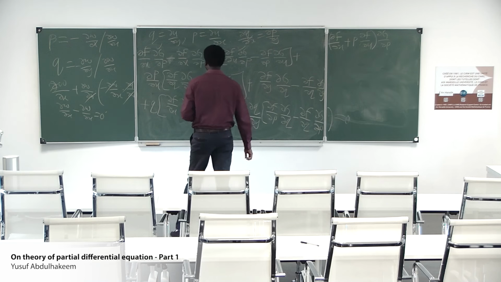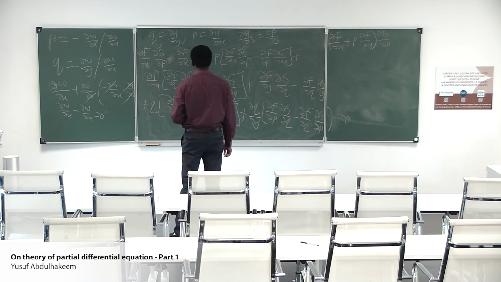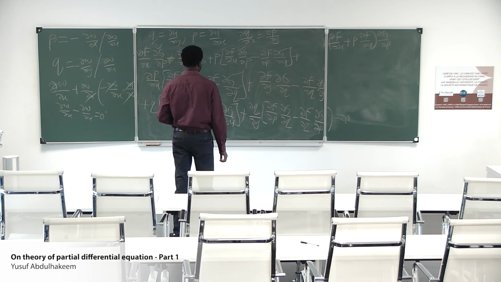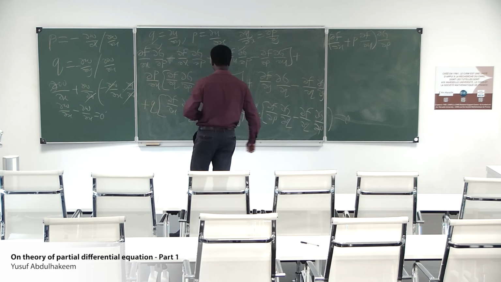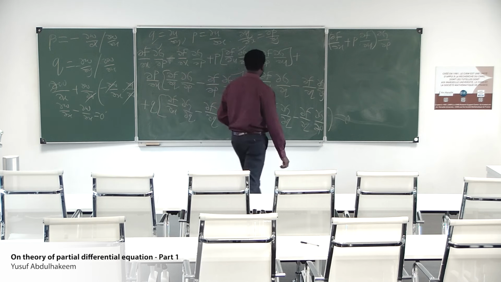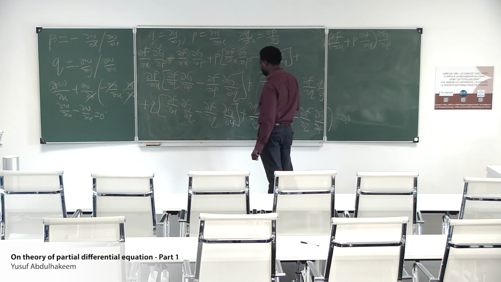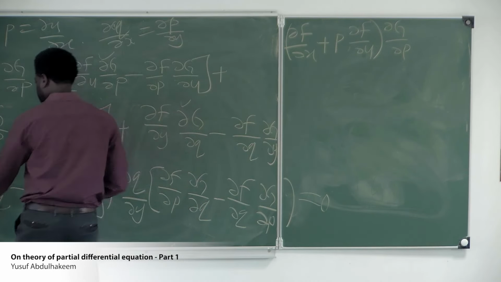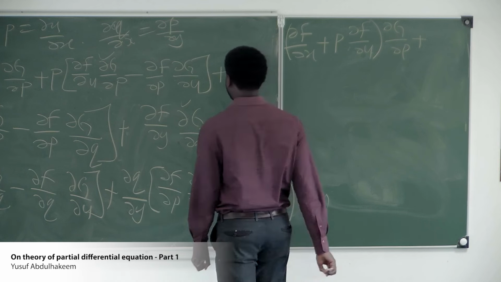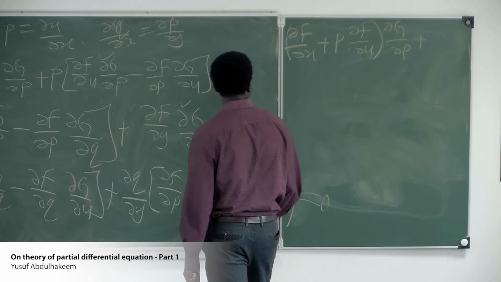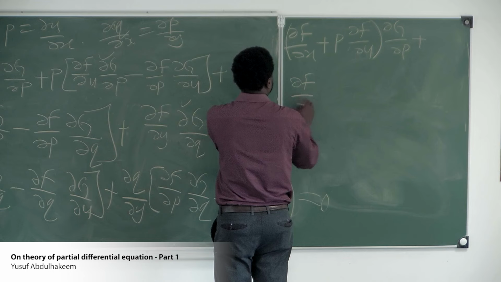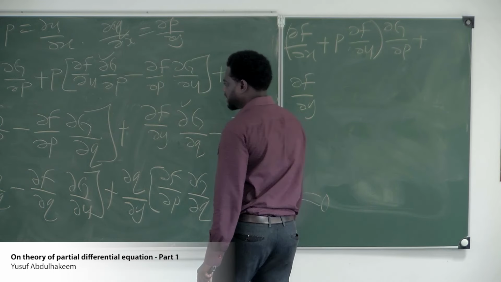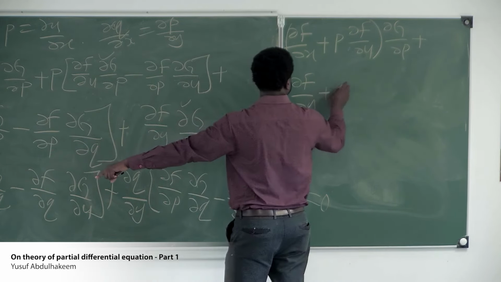Now let us look at ∂G/∂Q. Let's see, ∂G/∂Q. So, okay, we can have this. Then let's look at the other one. We can have this and this. So that there we have our plus. Then we have ∂F/∂Y. Then the next one there is going to be plus Q.